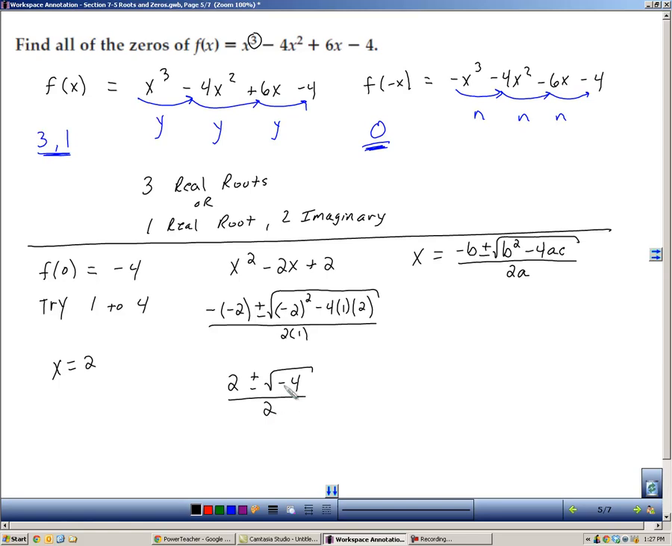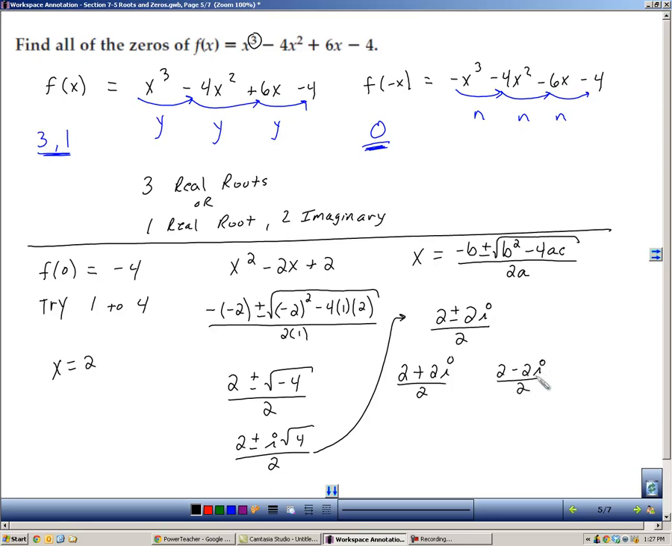Now we can't have the square root of a negative, so this is really 2 plus or minus i, because that takes out the square root of negative 1, times the square root of 4, over 2. Now we're going to continue to simplify that. So that's 2 plus or minus i, and the square root of 4 is just 2. Now I'm going to rewrite that as 2i, because that's typically how we write it. Now this represents (2 plus 2i) over 2 and (2 minus 2i) over 2.